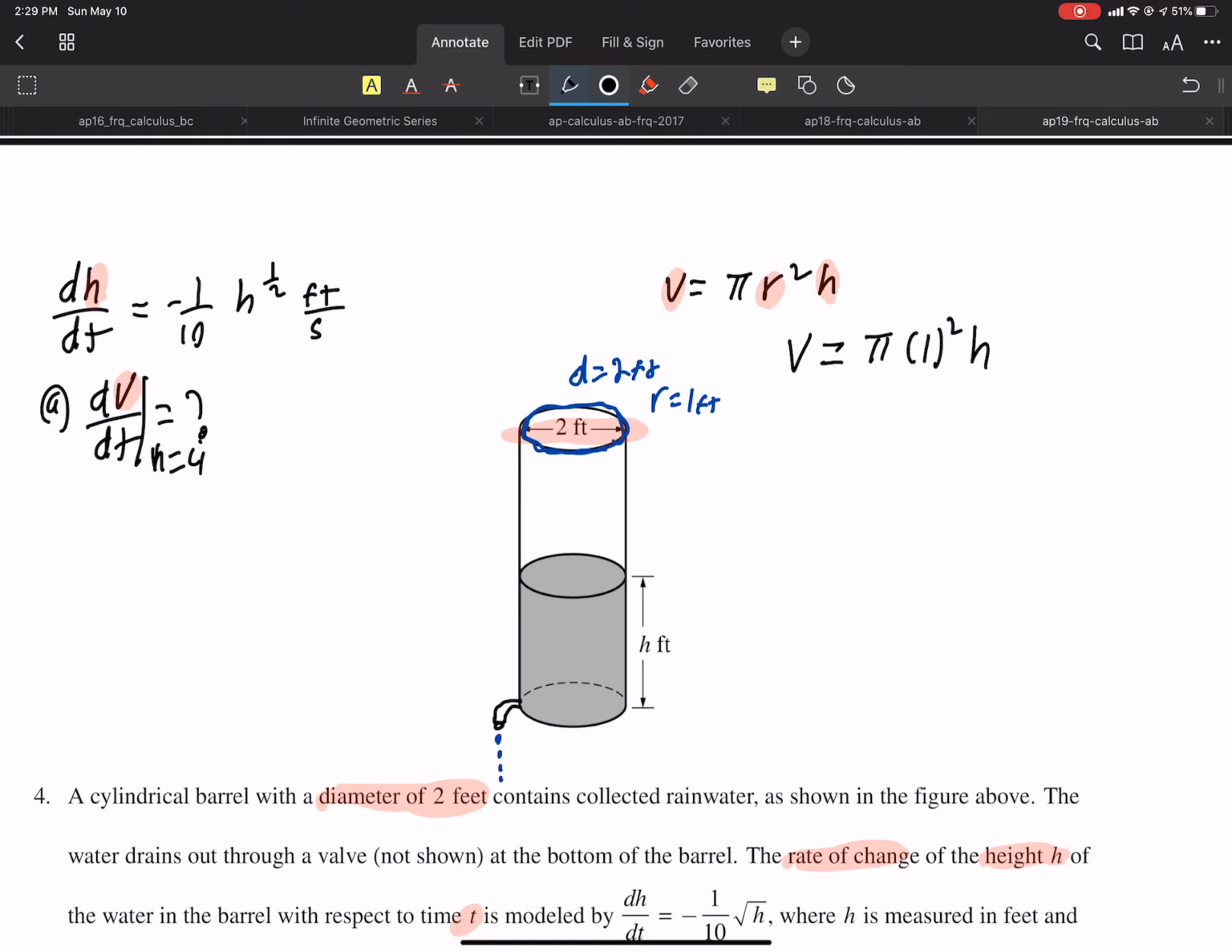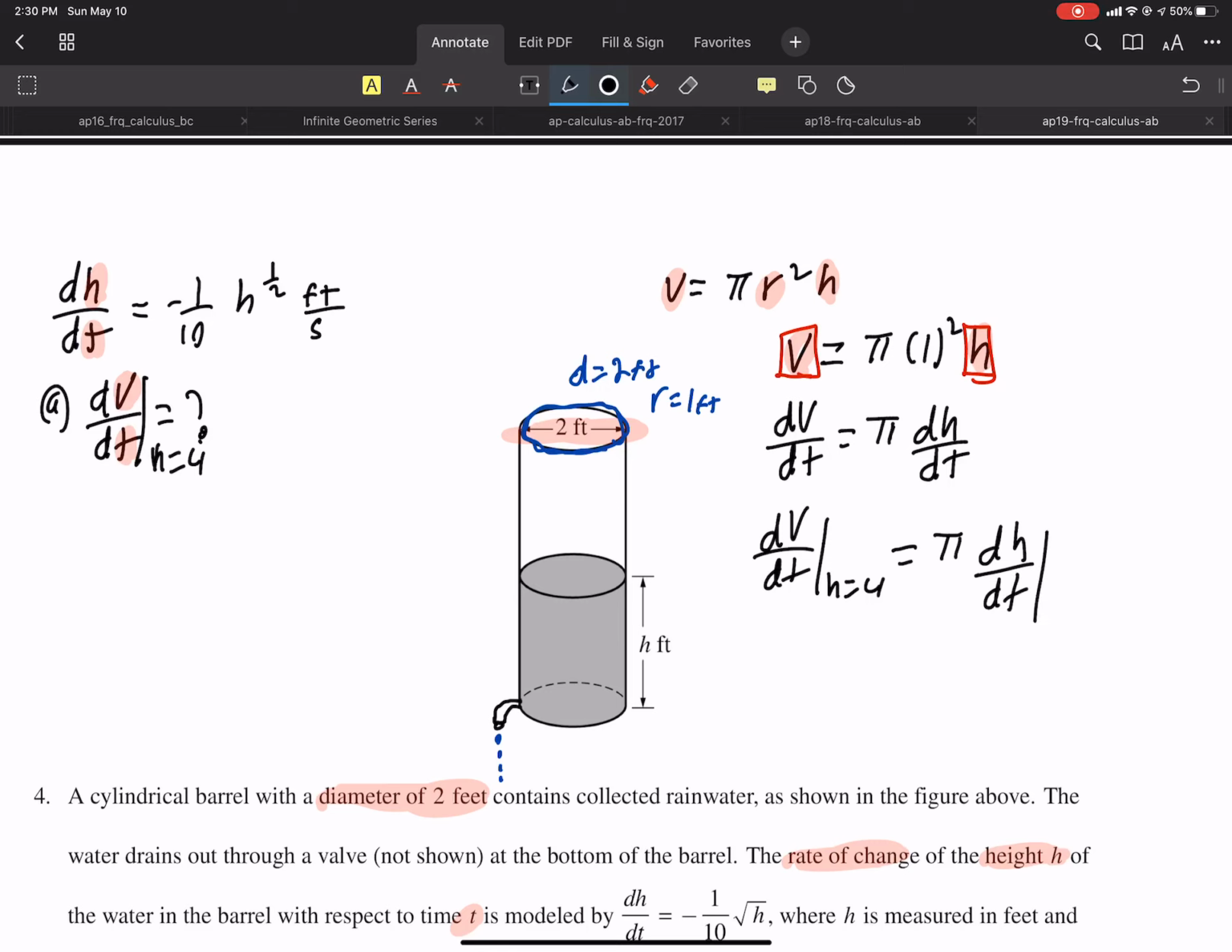Now we take the derivative of each side with respect to time. The important thing to understand is that t is our variable. V and h are actually functions. The volume changes as time changes, so that is a function of time, and h is a function of time. So when you take the derivative, you're taking the derivative of a function, not a variable. So the derivative of v would be dV/dt, and the derivative of h would be dh/dt. Now we're on the home stretch. So dV/dt, we want to find that when h is 4, that will equal pi times dh/dt when h equals 4.